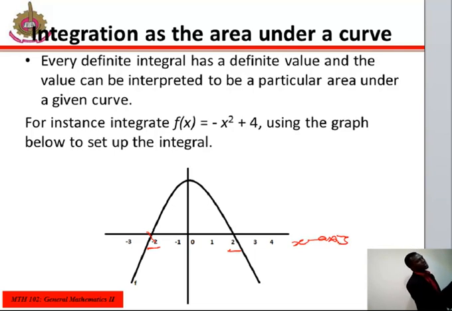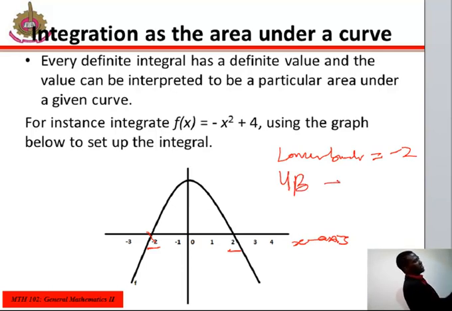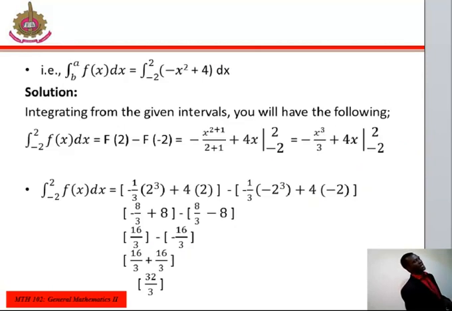So with this, what we are going to have is that our lower boundary will be minus 2, while our upper boundary will be 2. Then the integral form that we are given can now be written as the integral from minus 2 to 2 of minus x squared plus 4. Then let's solve it to better have a clear understanding.